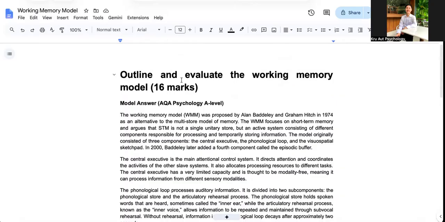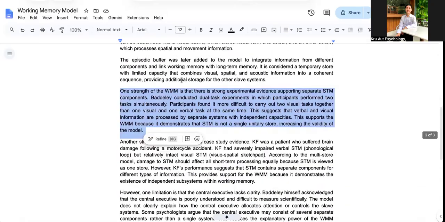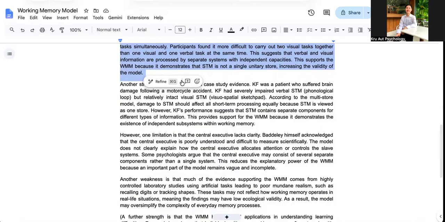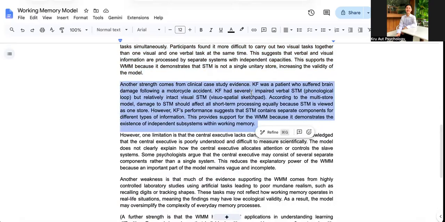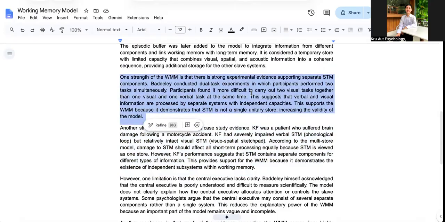To gain 16 out of 16, I'm saying it's hard. You can plan, right? Before you go into the real exam, you can plan which strengths and weaknesses are best to use, and you can rehearse them over and over again to know exactly what to write with these questions. There are better ones and worse ones, but you can still gain a high mark using generalizability. What about saying ecological validity?